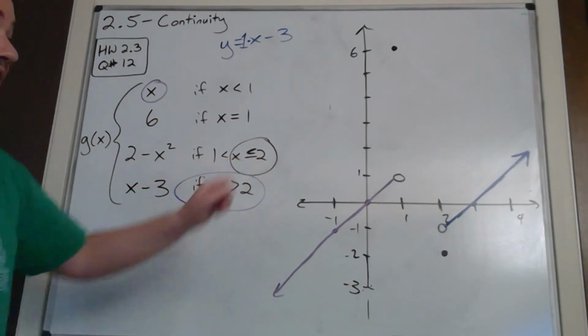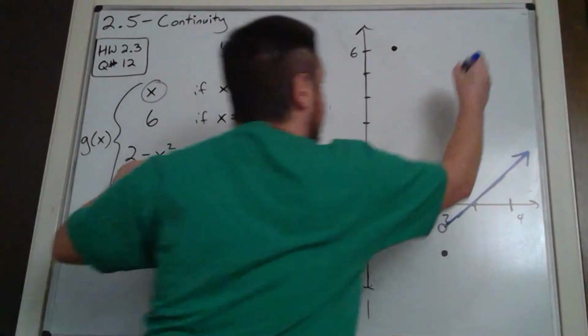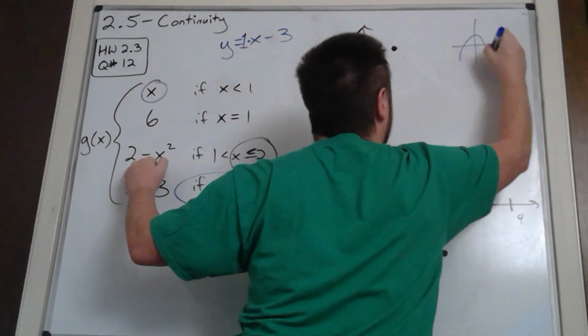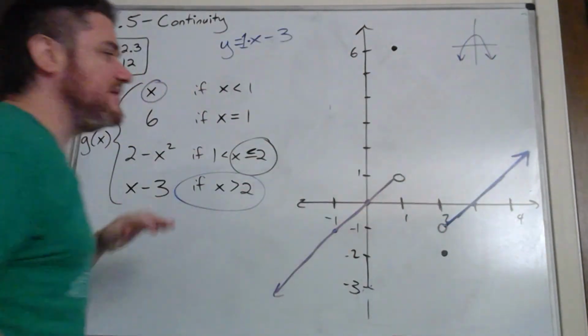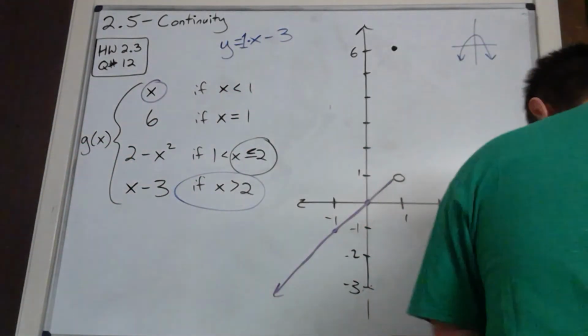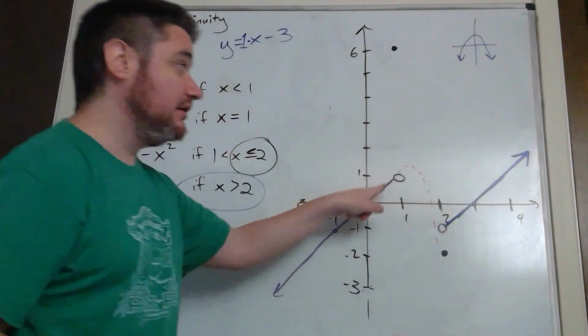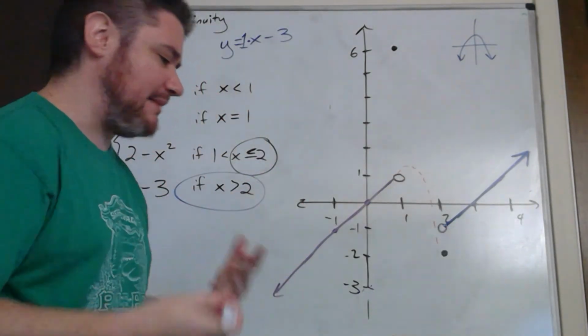That's the last piece I have, right? And so I mentioned earlier, 2 minus x squared is a downward-facing parabola, right? But we've only got a piece of that. So it's not necessarily that I'm just going to connect those things with a parabola, right? I kind of want to see where the parabola might go.